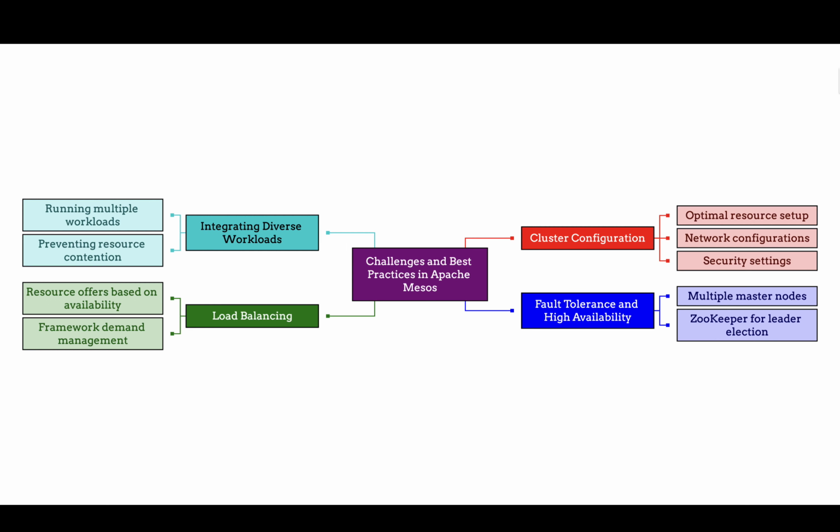Challenges and best practices in Apache Mesos. 1. Cluster configuration. Proper configuration of the Mesos cluster is crucial for optimal performance. This includes setting up the right amount of resources, network configurations, and security settings.